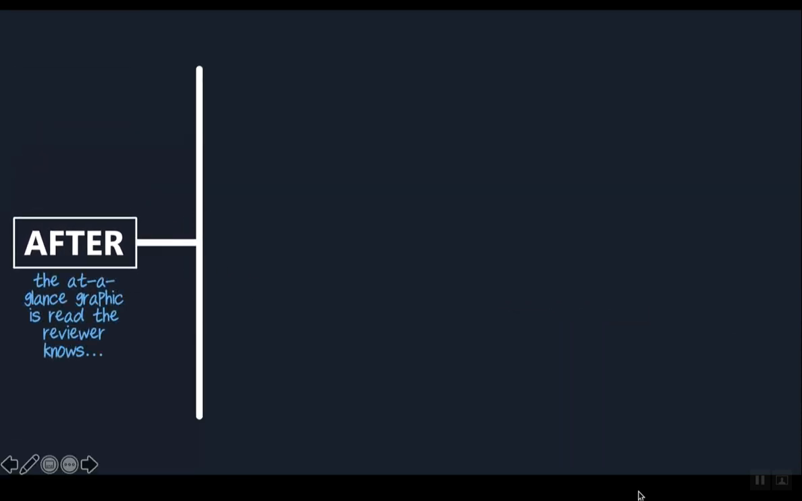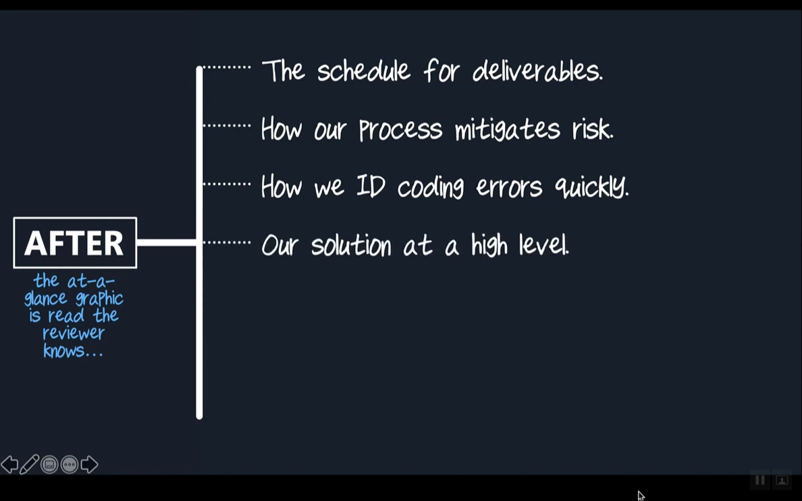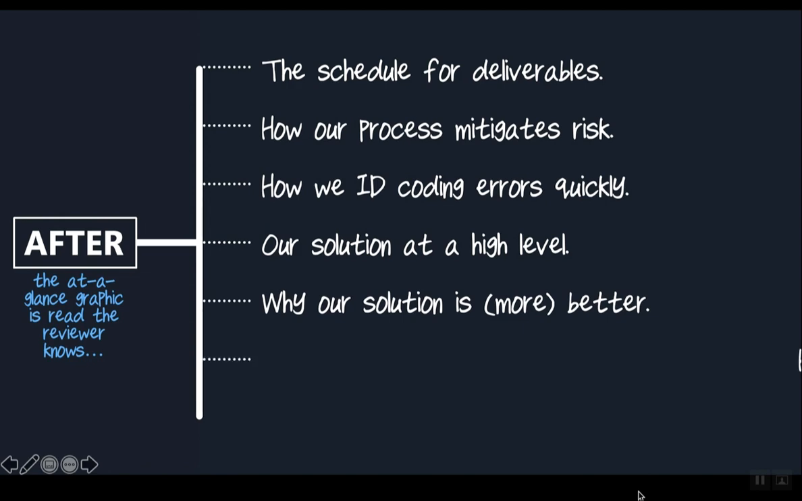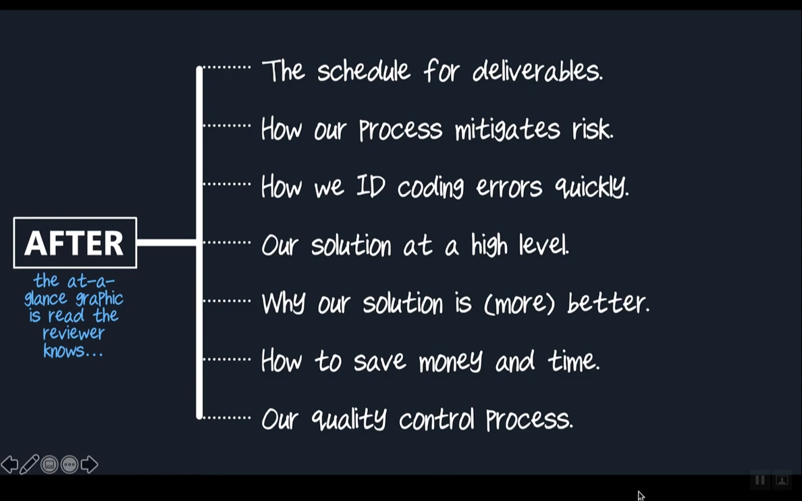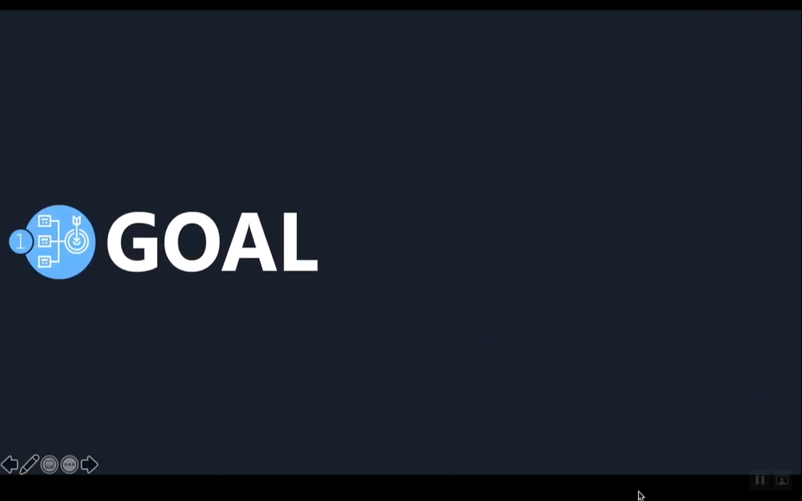When I say after for a proposal graphic, we're talking about things like maybe we want people to understand the schedule for our deliverables, or how our process mitigates risk, or how we identify coding errors quickly, or our solution at a high level. What is it? Why is our solution better? How to save money and time, or maybe what's our QC process? These are things that are critical to understand in order to move forward.